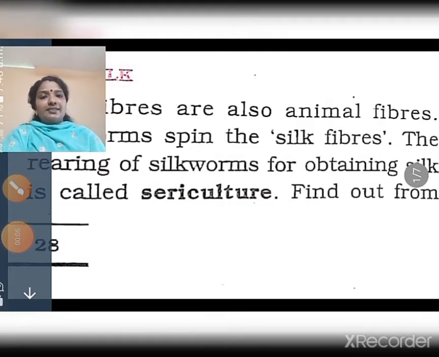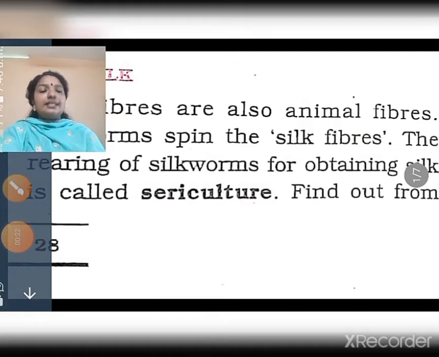In the previous class, we studied the processing of fibers into wool. Today, we are going to study sericulture and the life history of the silk moth.